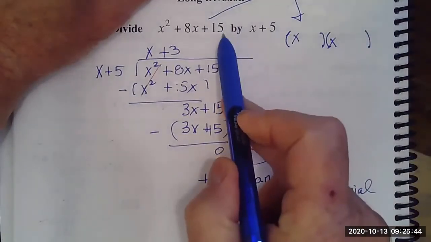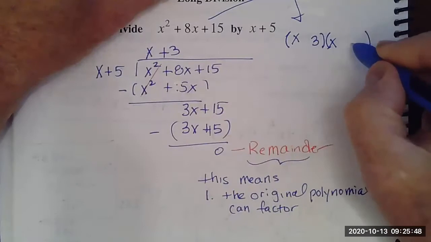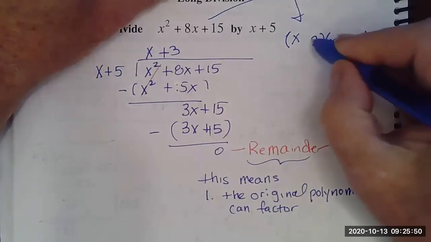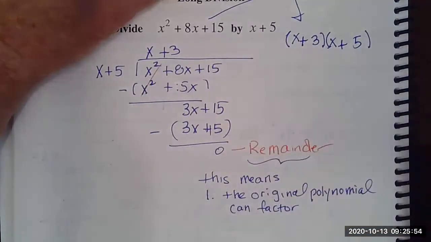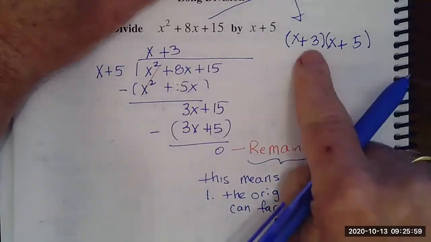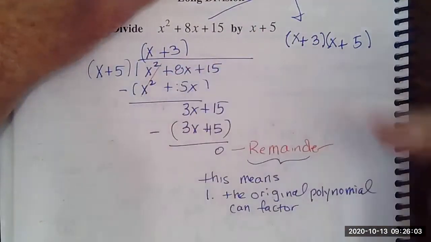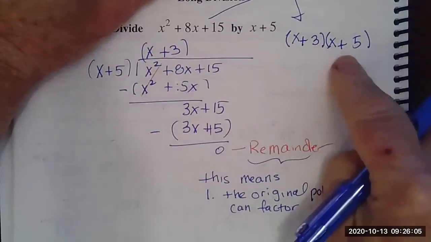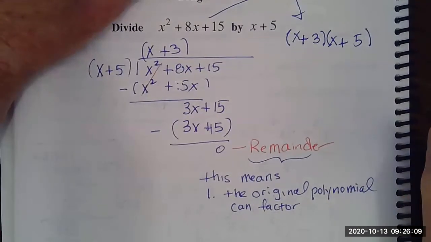Okay, choices of 15. Hey, let's try the 3 and the 5. Yeah, see, the x plus 5 is a factor. That's basically what it's telling you. X plus 5 is a factor. And the quotient right there is the other factor. So multiply these out, you get back to the original. That's what it's saying. That's one thing.